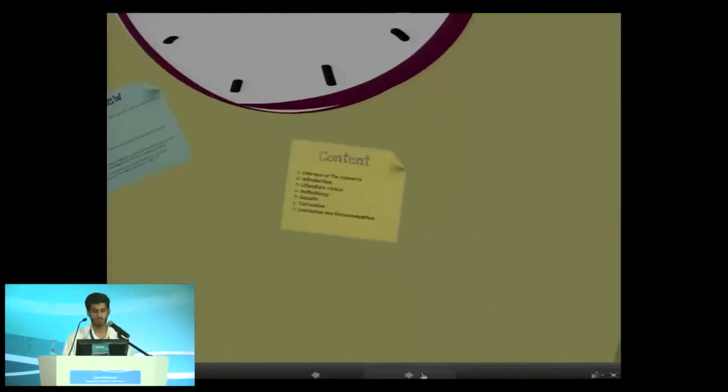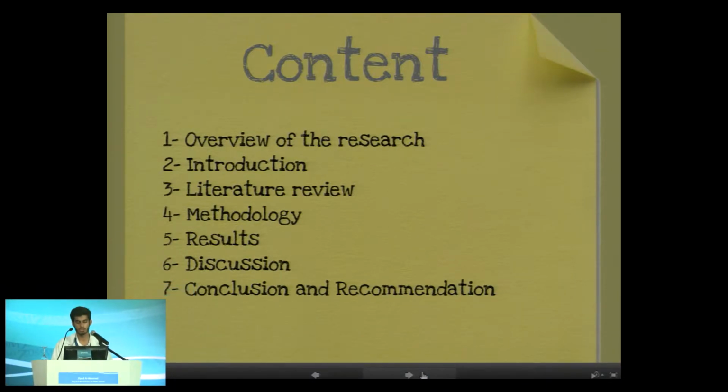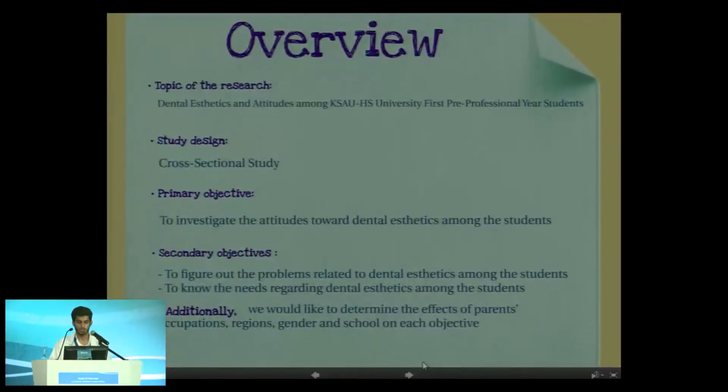Firstly, we would like to go with the content of our presentation. I'll go with the overview, then I'm going to give you a quick introduction about it. And thirdly, I'm going to talk about the literature review, methodology, result, discussion, and conclusion and recommendation. Just to give you a quick hint to remind you of the topic: it's dental aesthetic and attitudes among King Saud bin Abdulaziz University for Health Sciences students. The study design we use is the cross-sectional study design.